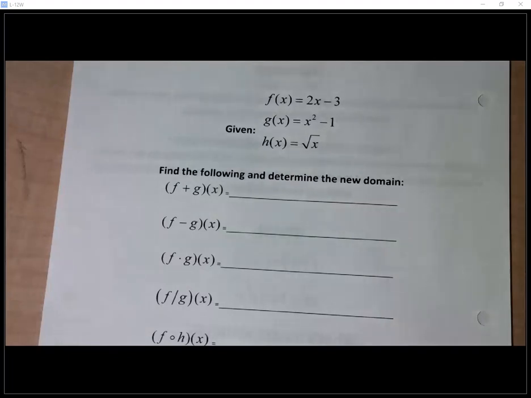This is not right. Remember, you gotta split them up. So x squared minus 1 has to be greater than or equal to 0, right? So that means you're gonna have to do x plus 1 and x minus 1 both ways, okay.